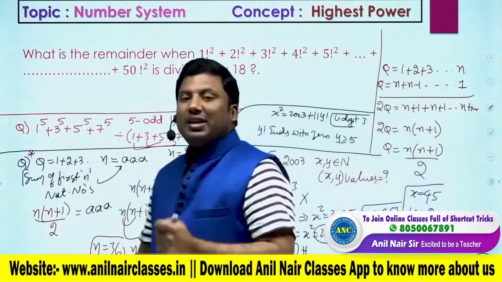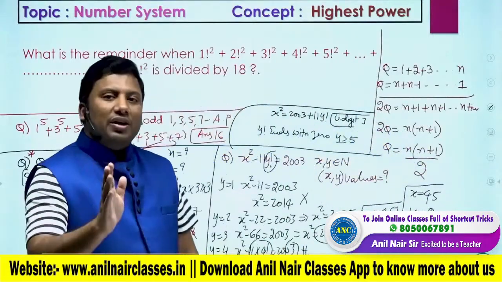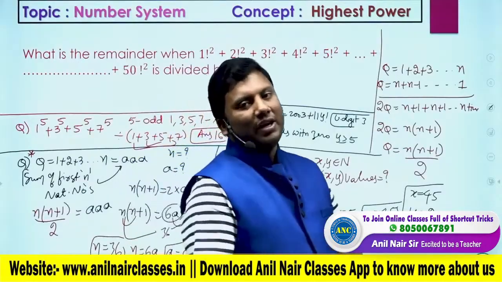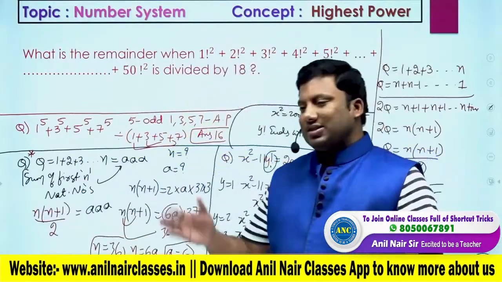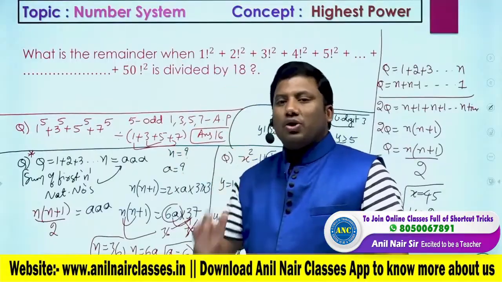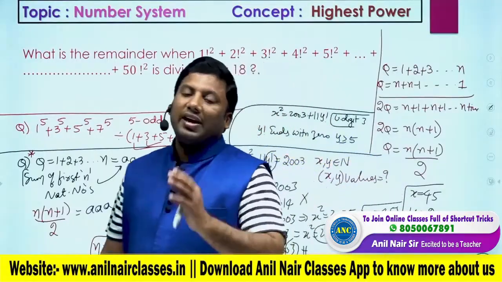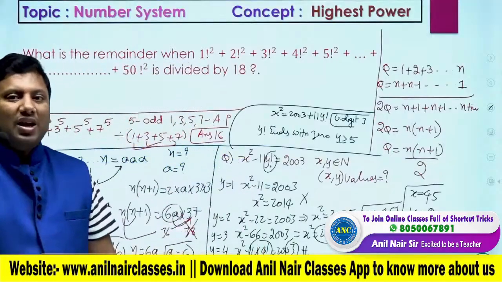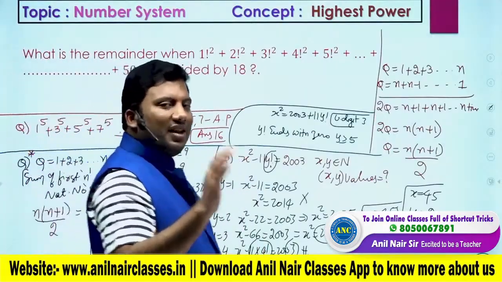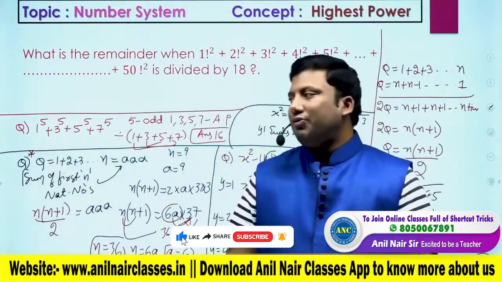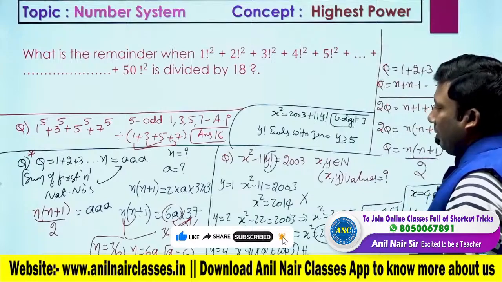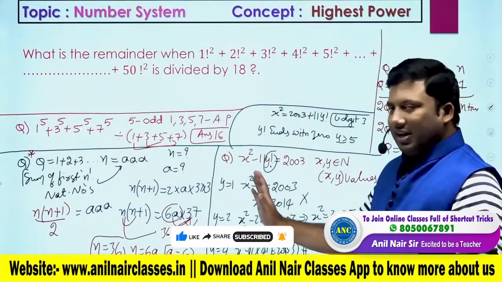What is the divisibility rule of 16? The divisibility rule of 2 is 2 power 1: the unit digit should be divisible by 2. For 4, it is 2 square: the last 2 digits should be divisible by 4. 8 is 2 cube: the last 3 digits should be divisible by 8. 16 is 2 power 4: the last 4 digits should be divisible by 16. I hope the idea is clear.